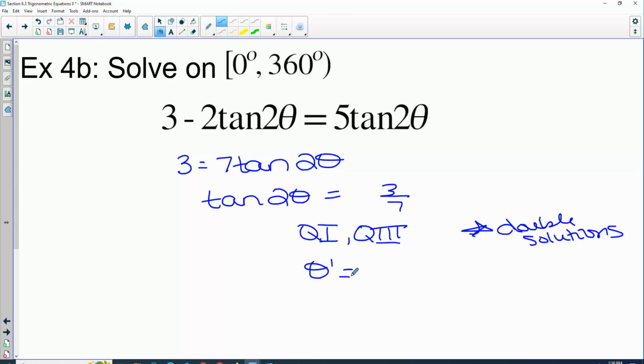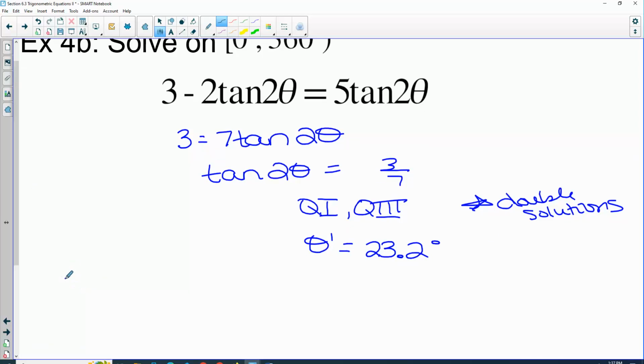Reference angle though, do we know when tangent is 3/7? No, so we use our calculator. Make sure you're in degree mode. And then because you're looking for the angle, you do tangent inverse, so second tangent, 3 over 7. I get 23.199, let's just say 23.2 degrees.